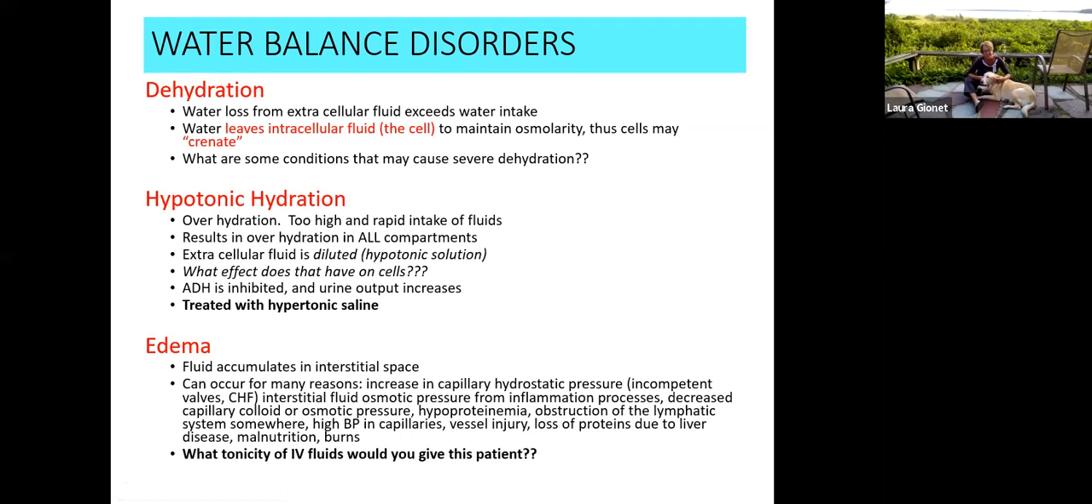But if you don't have the proteins there, if you have liver damage and liver disease and you're not making proteins, because remember, those proteins are made by the liver. If we have vessel injury, that will do it. Higher blood pressure, which again increases the hydrostatic pressure, the push out at a capillary level, malnutrition and burns.